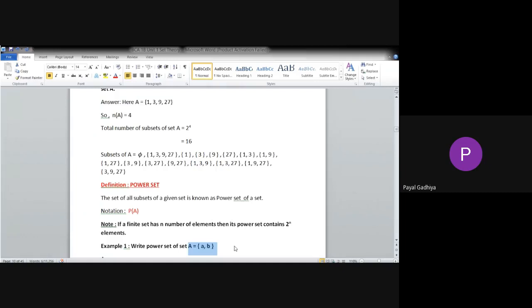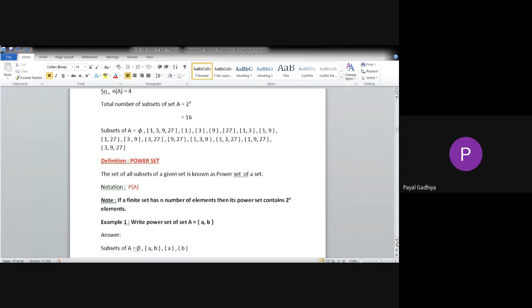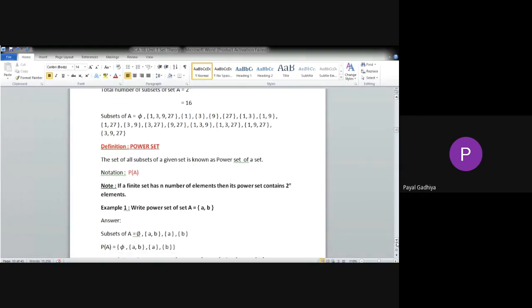Okay, there are four subsets we'll get for this particular set, and those subsets will be null set, A, B, and A comma B. Now we have to make a set of these subsets. How can we make a set? The set of all subsets will be the power set. So you have to put those subsets in curly brackets and you will get the new set, which is the power set.